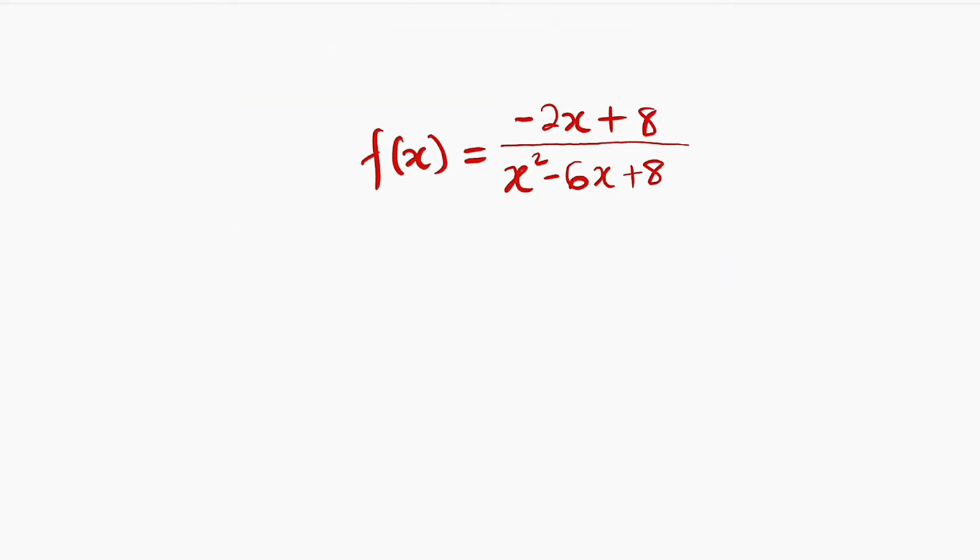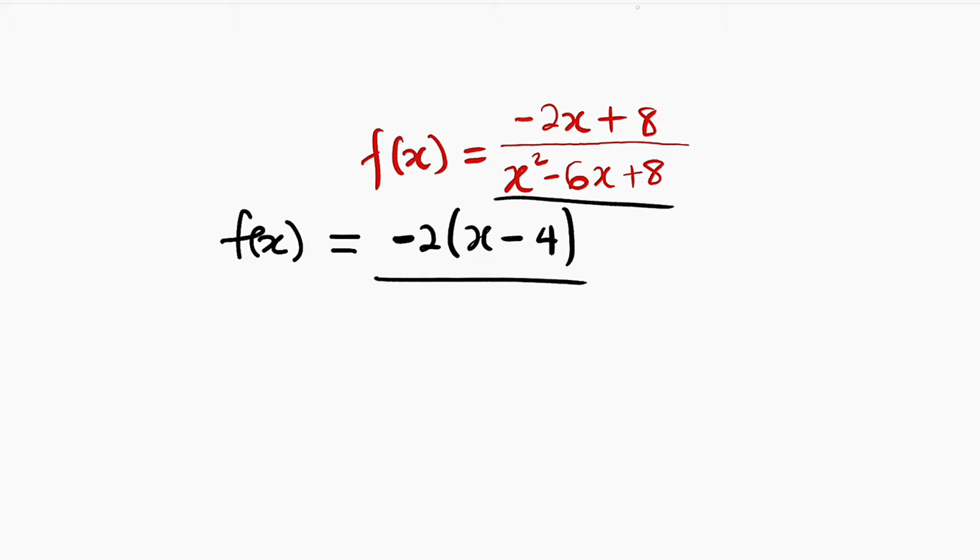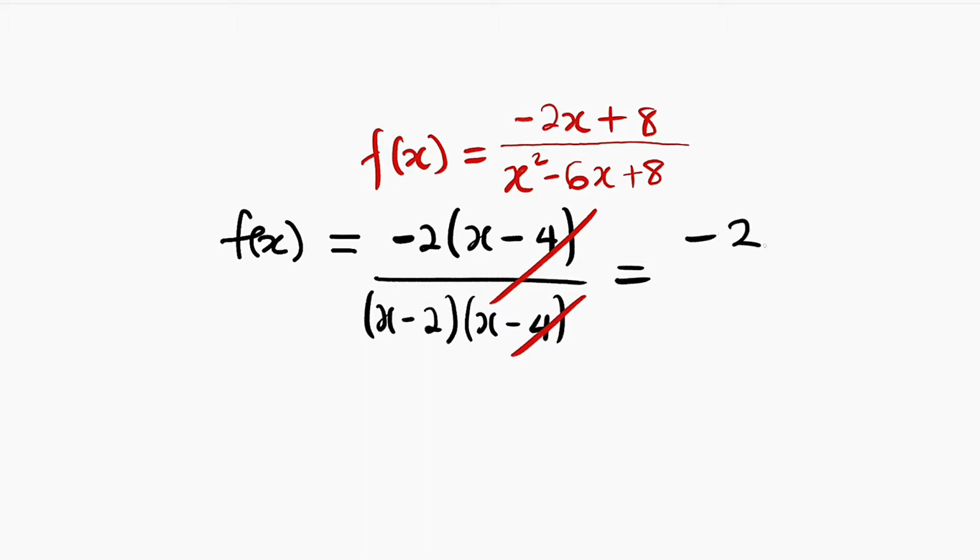First of all, let us factorize this function. It can be factorized as f of x equals, we can factor out -2, so we have -2 multiplied by x minus 4, divided by this quadratic trinomial, which we can factorize as x minus 2, x minus 4. From here, you can see that this will cancel automatically. What we have left is -2 divided by x minus 2, and this is what we are going to graph.